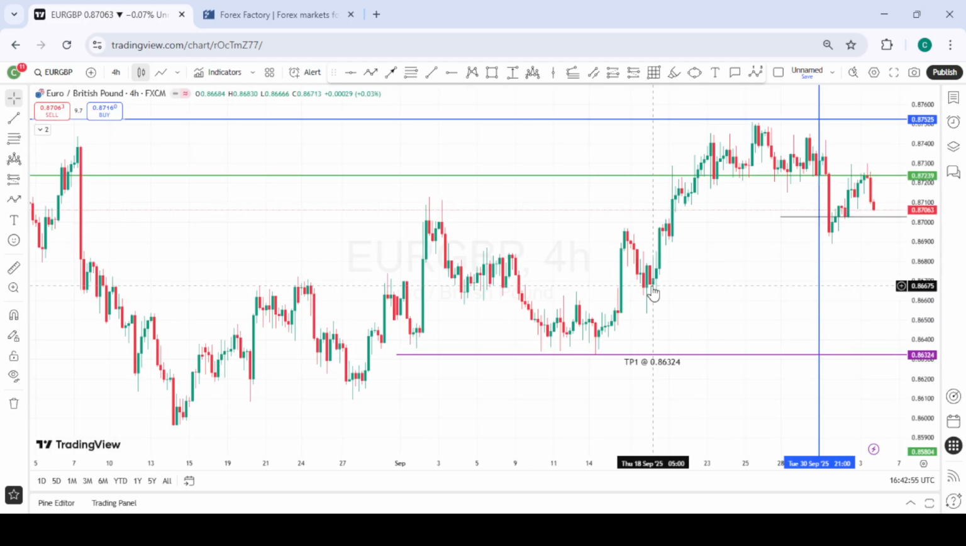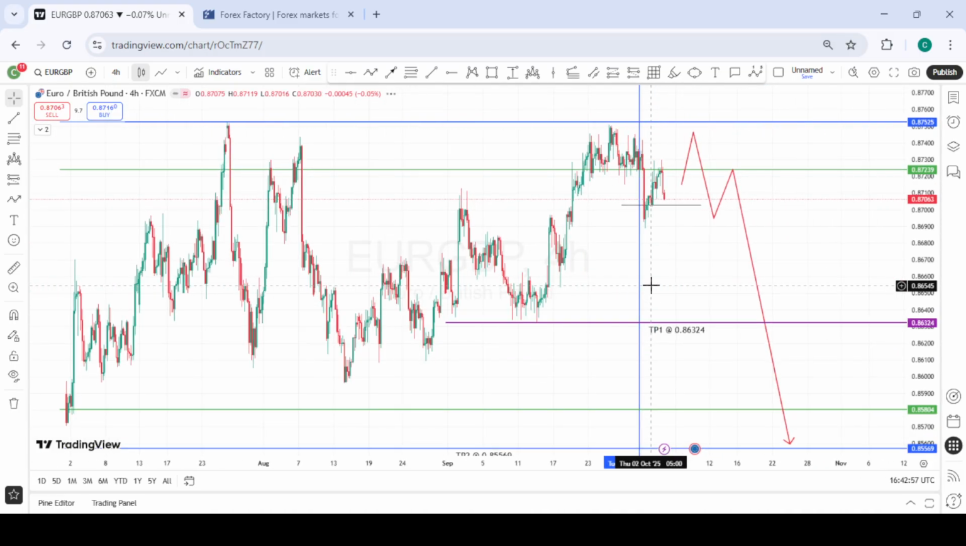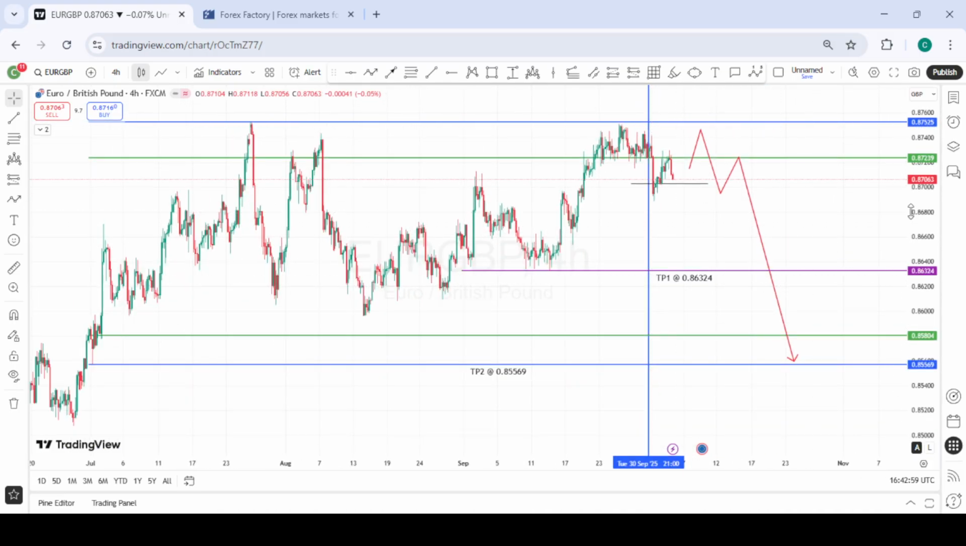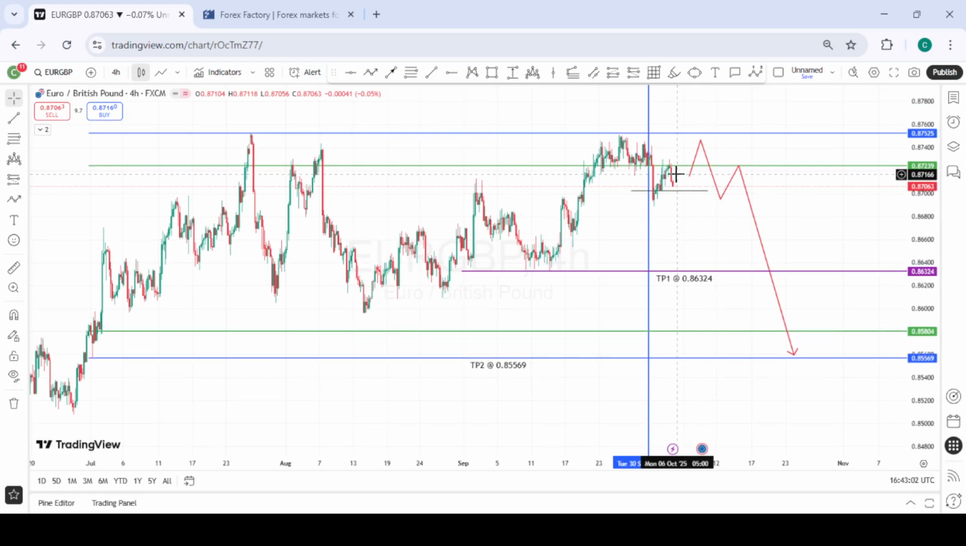We have here EURGBP, and on EURGBP, I'm looking forward to a possible selling opportunity here. So we're looking for price to pull back a bit to this zone, then start selling from here, get a pullback into this line, and then we look for selling opportunities to the downside, targeting this place as our first target and our second target over here.